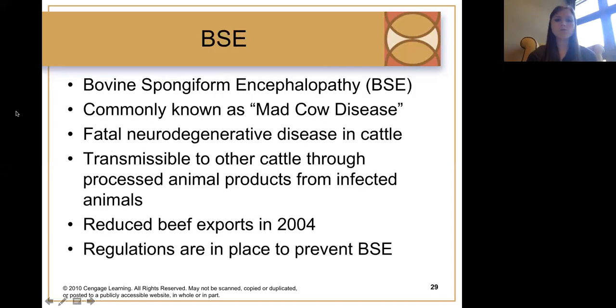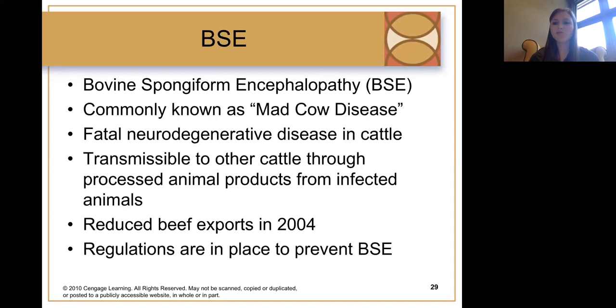So something that has really impacted the beef industry, more so in Europe, but it did have an impact here, is BSE. So BSE stands for bovine spongiform encephalopathy. It's kind of hard to say, which is why it's better to just say BSE. So you can know that term, but BSE is a lot easier. It rolls off the tongue better. And this is commonly known as mad cow disease. So BSE is a more scientific name for it, but I'm sure most of you have heard of mad cow disease before. So that's what that is.